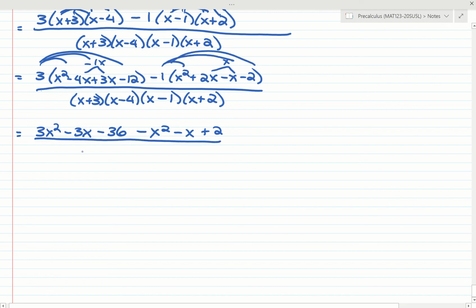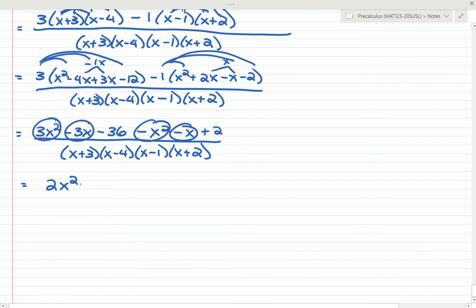So let's see what this turns into. The x squareds are going to just give us 2x squared. The x's are going to be negative 4x, and then negative 34.